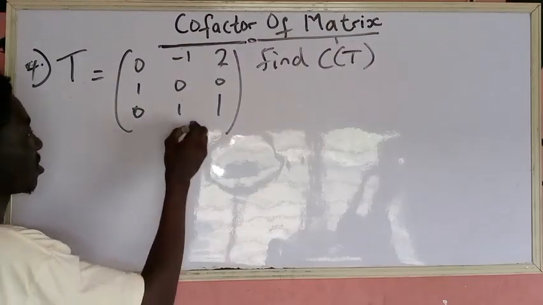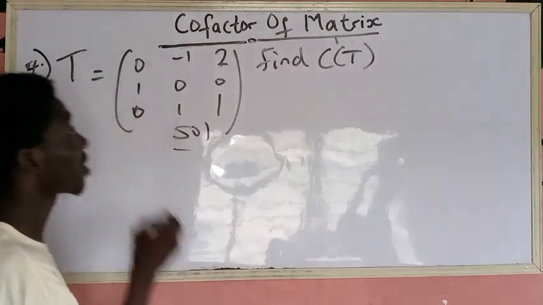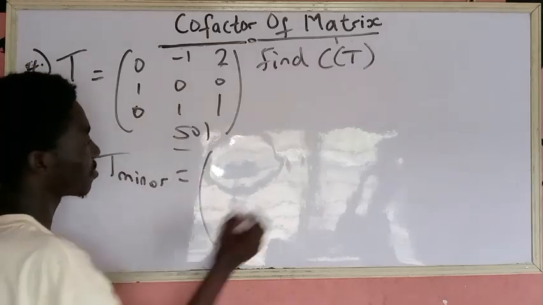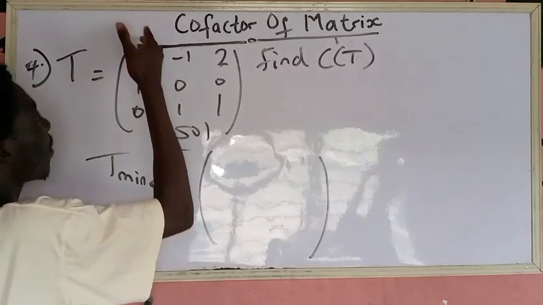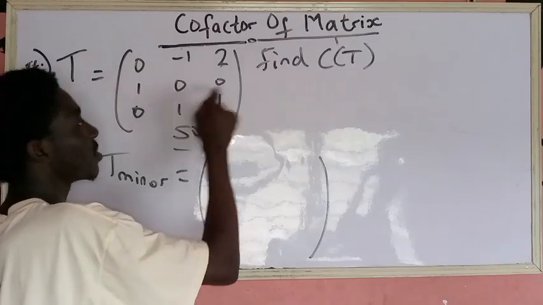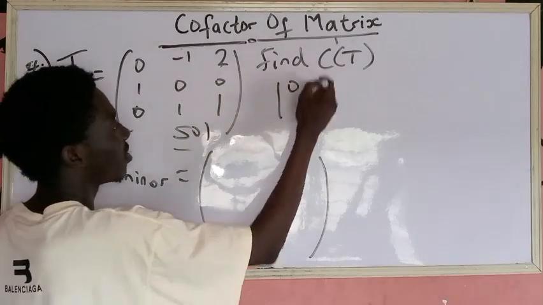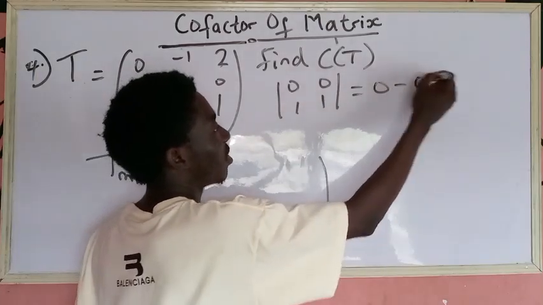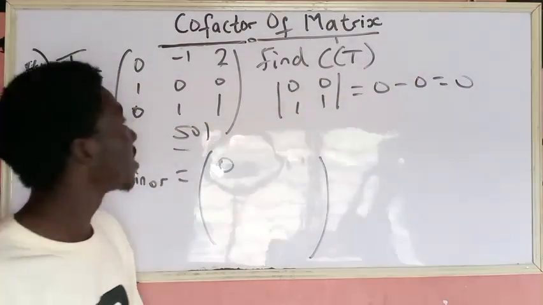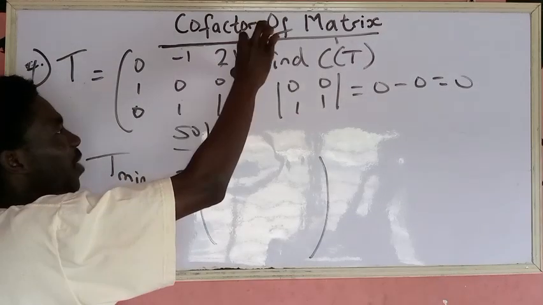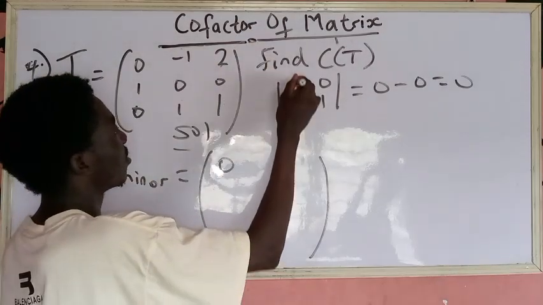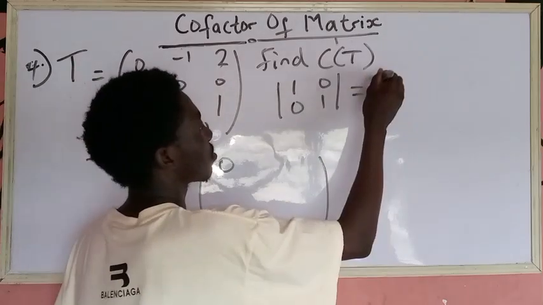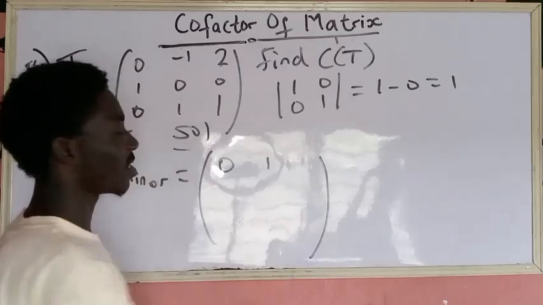The cofactor of T can't be solved without looking for the minor. So what is the minor? Good. Start with the minor. 0 occupies this, 0 occupies this. 0, 0, 1, and 1. What does that give me? 0. You have a 0 here. Good. Next one. 1 occupies this row and this column. You have 1, 0, 0, and 1. 1 minus 0, and that is 1. You have a 1 here.